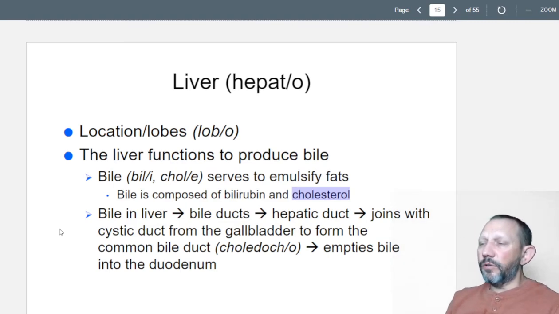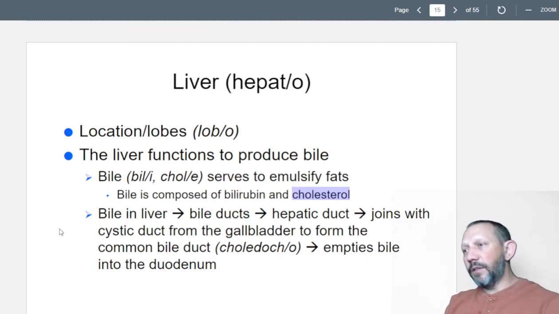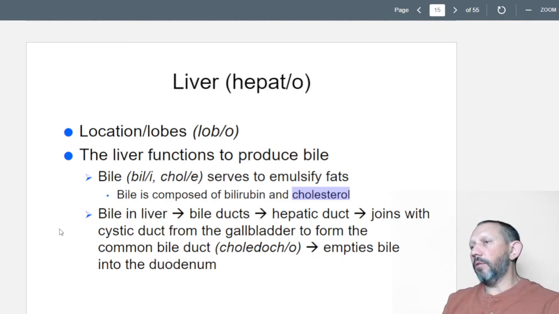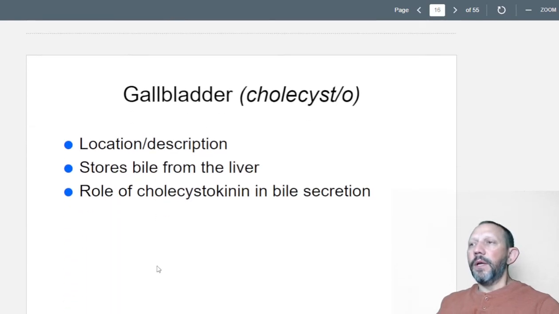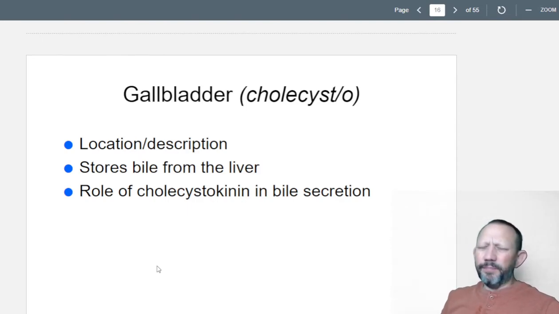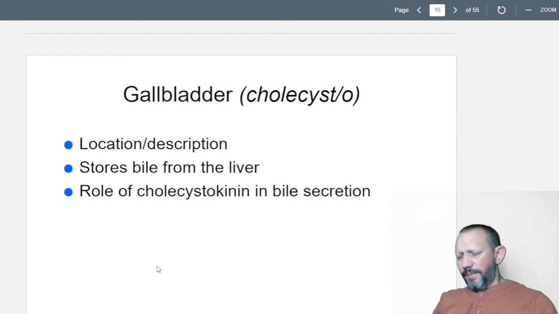Bile in the liver goes to the bile ducts, goes to the hepatic duct, joins with the cystic duct from the gallbladder to form the common bile duct, which empties the bile into the duodenum. The gallbladder: cholecystitis or cholecystosis. So a gallbladder problem is cholecystitis. Okay, like a pain, upper quadrant pain, especially after eating fatty or greasy foods, fried foods and stuff like that.